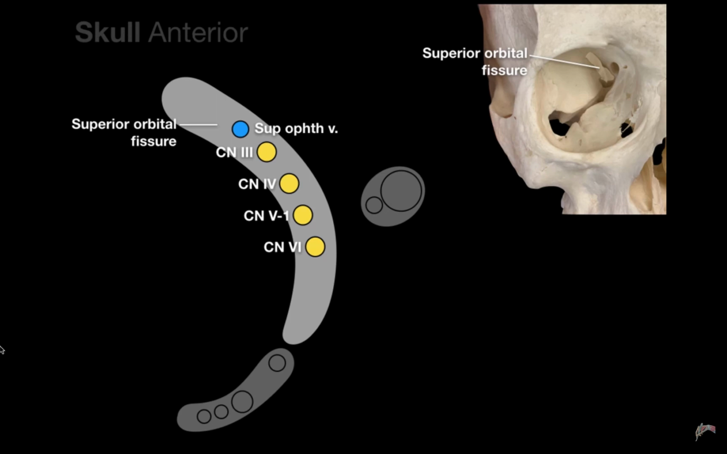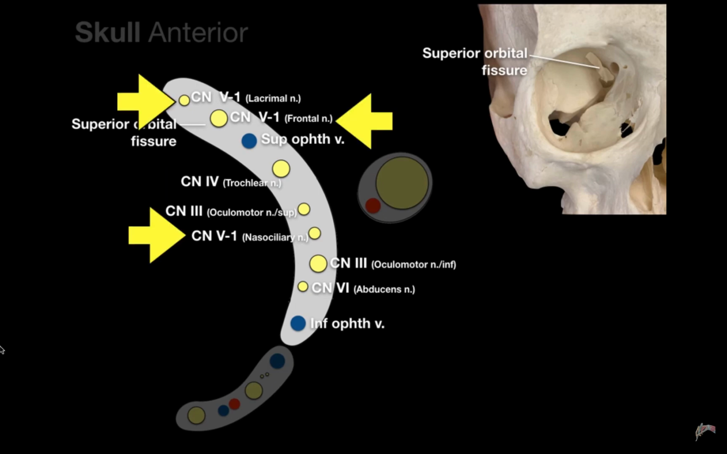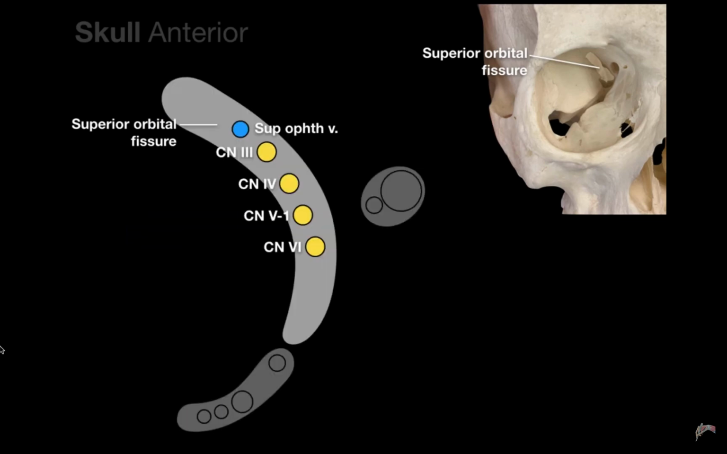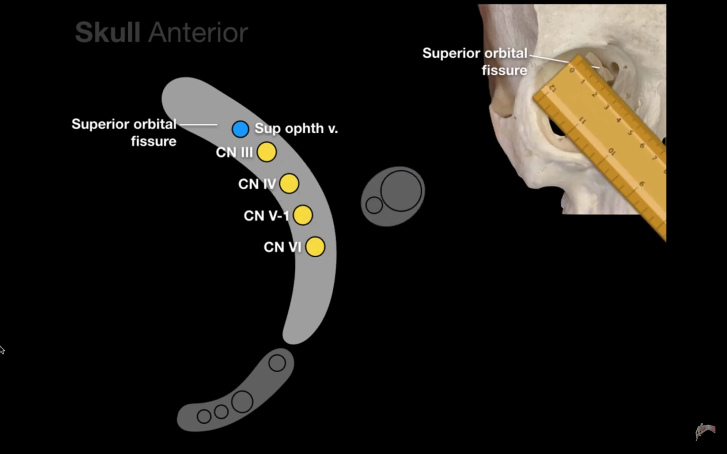Now this is an oversimplification because the supraorbital fissure actually looks like this, where there's cranial nerve 3 in upper and lower division, cranial nerve 4, which is above 3, cranial nerve 5, which has a lacrimal, frontal, and nasociliary branch, V1, and then cranial nerve 6 down at the bottom. But if we take a look at the size of the supraorbital fissure, it's just a couple of inches. So unless you go into eye surgery, my experience is it's sufficient to know the supraorbital fissure has the superior ophthalmic vein, 3, 4, V1, and 6.